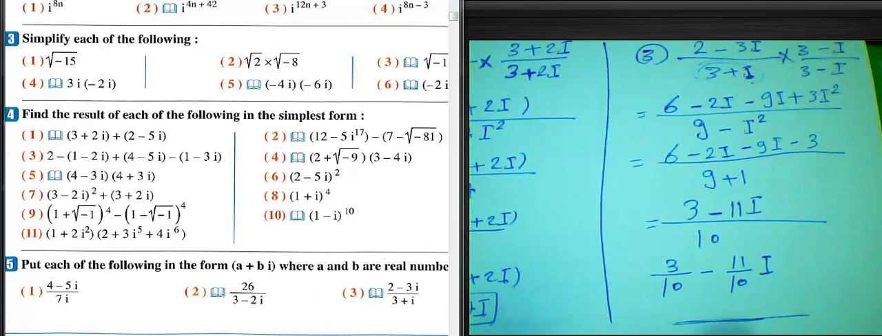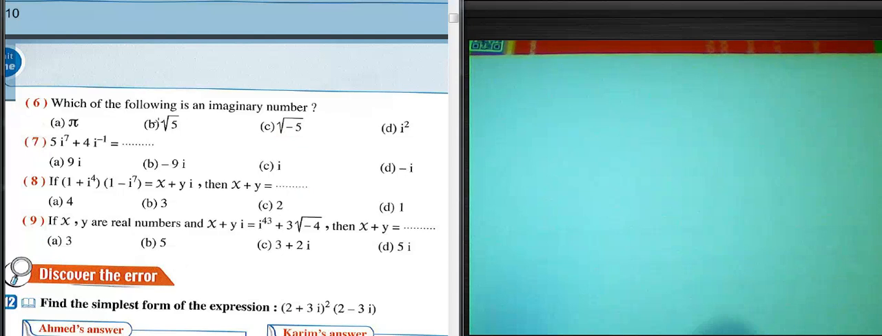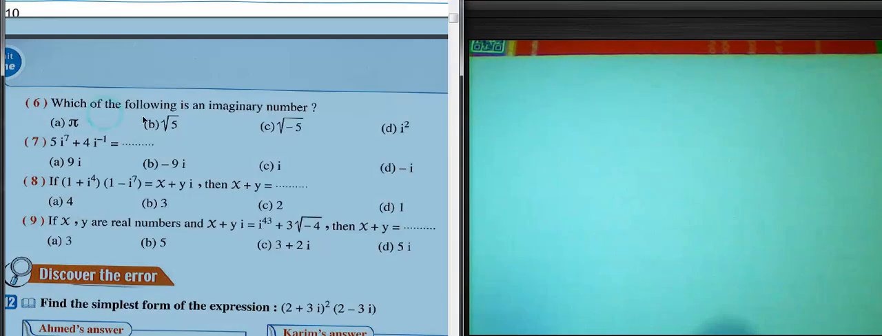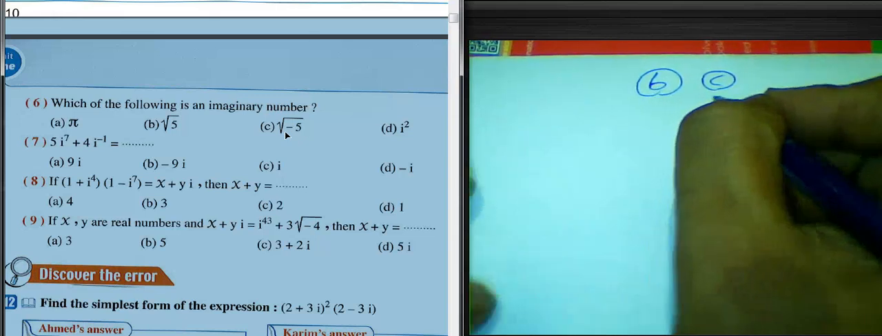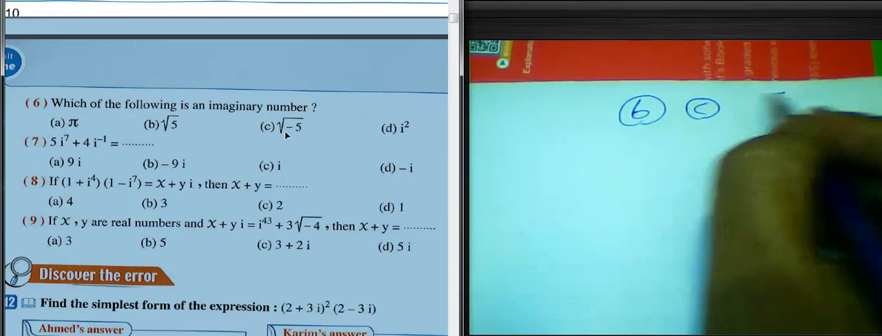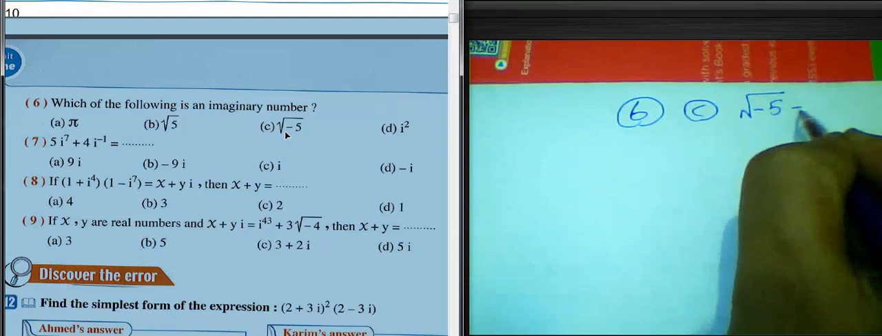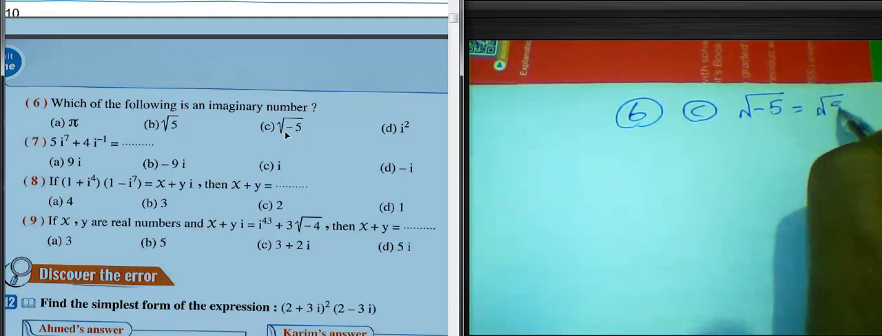Another question. Which of the following is an imaginary number? The imaginary number is letter C. Question 6: we choose letter C because the square root of negative 5 equals the square root of 5 times i.